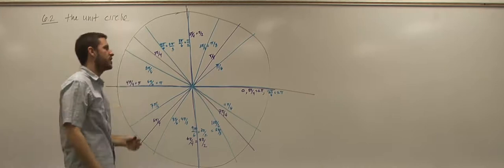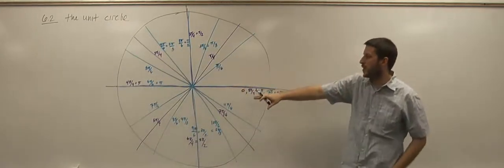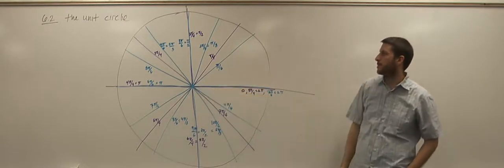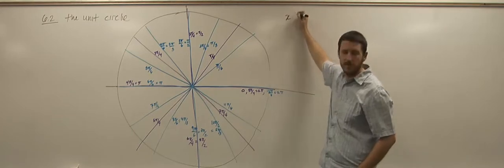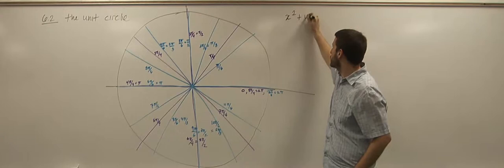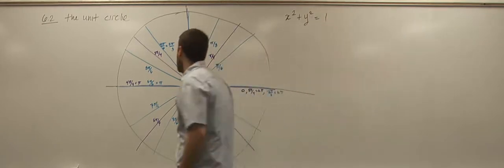A unit circle is any circle with radius 1. The unit circle is the circle centered at 0, 0 with radius 1. Do you remember the equation for the unit circle? X squared plus y squared equals 1 is the equation for the unit circle.